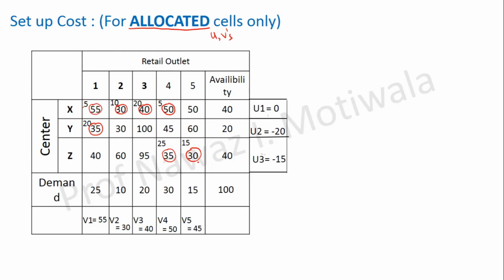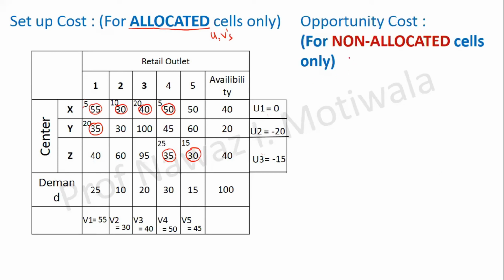Now next step. After finding out the values of U's and V's, now we have to go for the opportunity cost. And here you can see I have again written in bold: opportunity cost has to be found out for non-allocated cells only. Can you tell me what is the first non-allocated cell you can see? Go line wise. The cell is 1, 5, correct? First row, fifth column.